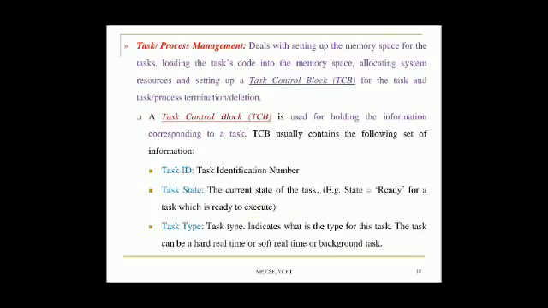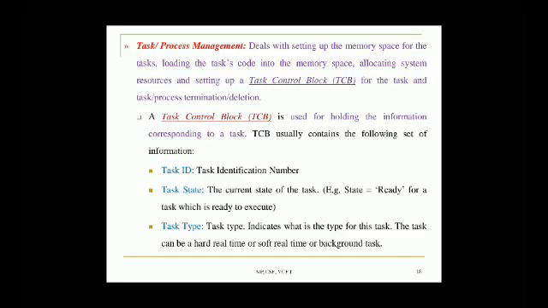So let's get into the first function of a real-time operating system, which is task or process management. This function deals with setting up the memory space for the task, loading the task into memory, allocating system resources, and setting up the TCB. You know that the process control block or task control block holds the details of the task or process, and it is generated the moment the process or task is generated. The TCB has a task ID, a task identification number. Each task has one precise identification number, referred to as the task ID.